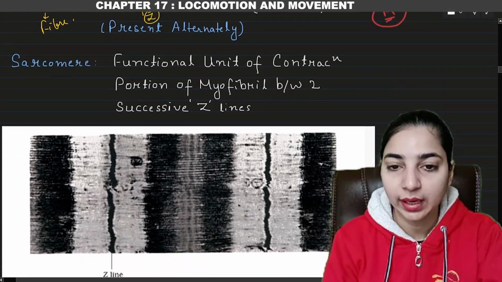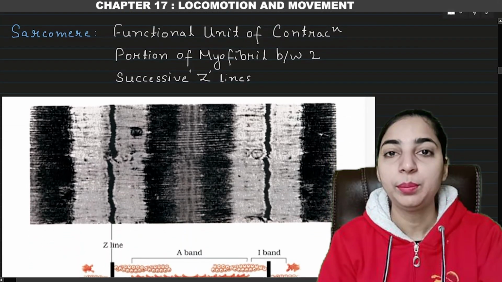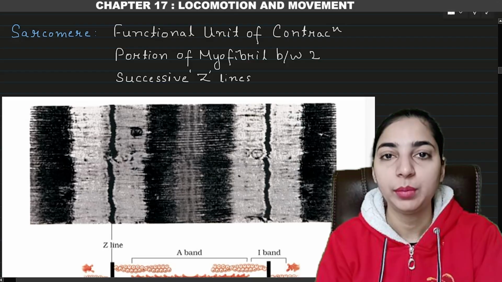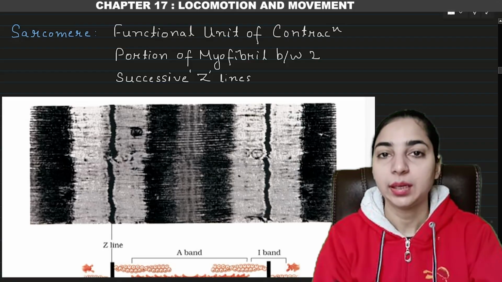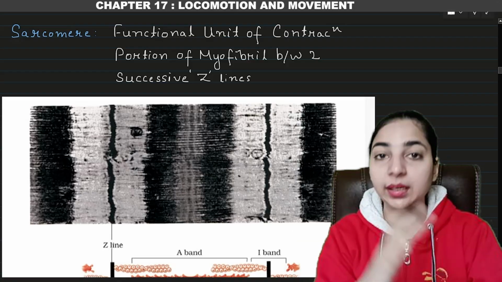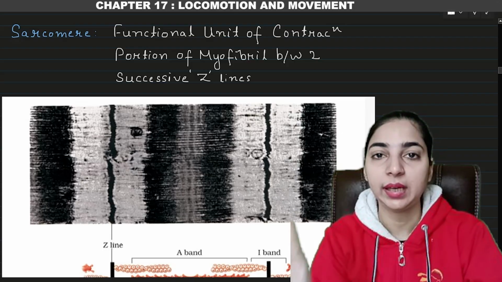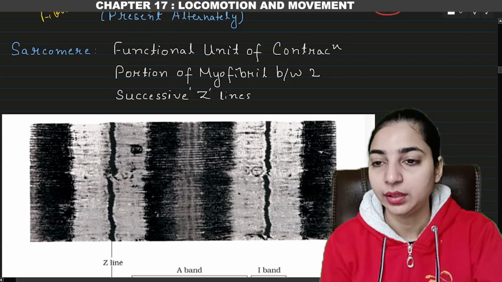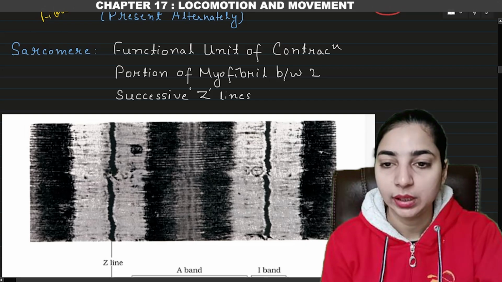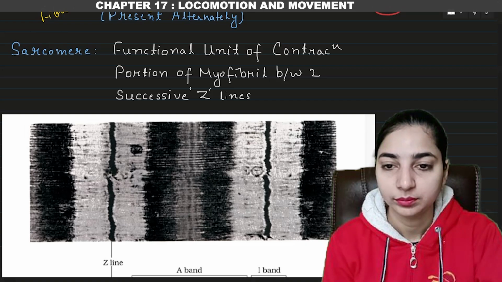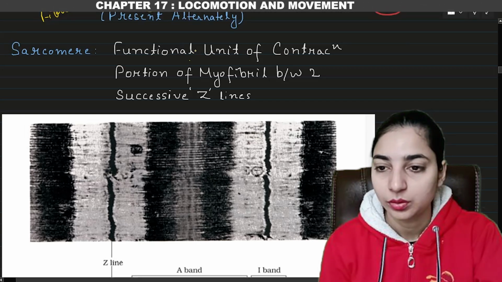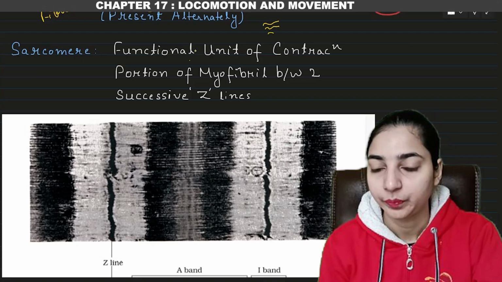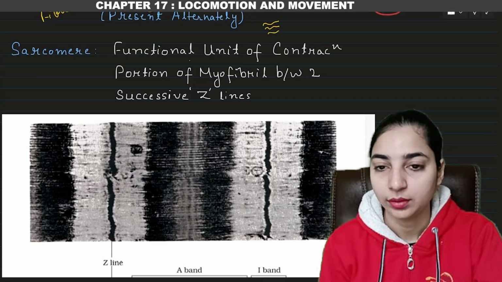I will show you the diagram. These two are present alternately. That means first actin, then myosin, then actin, then myosin, like this. In red color we have myosin, and in yellow color we have actin. So suppose this is actin, then we will have myosin.